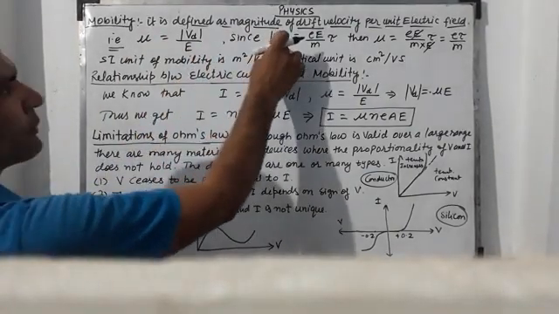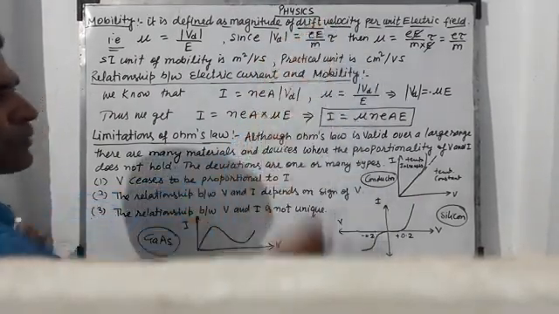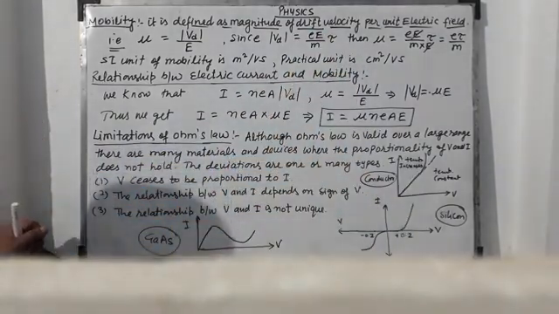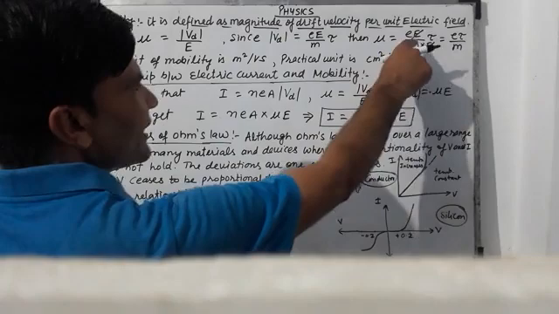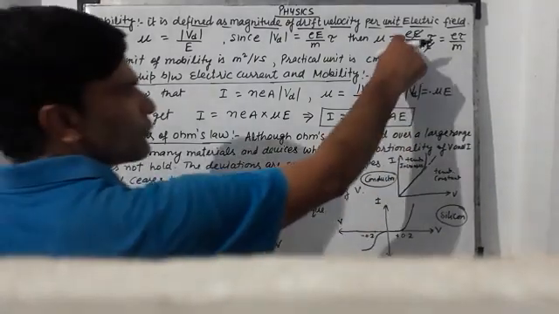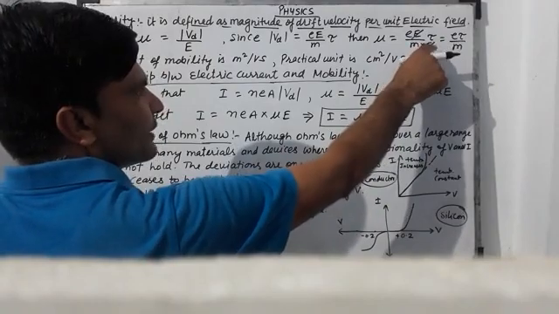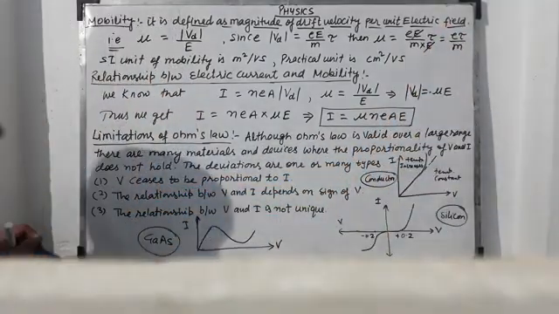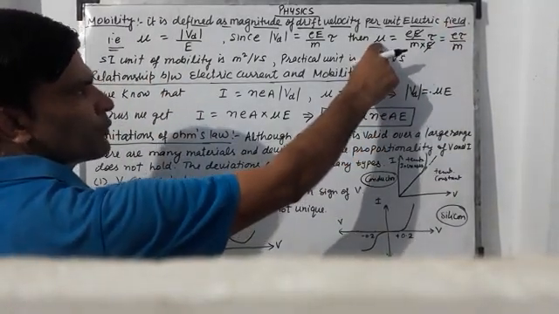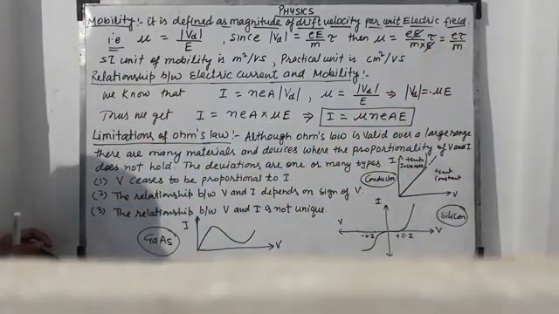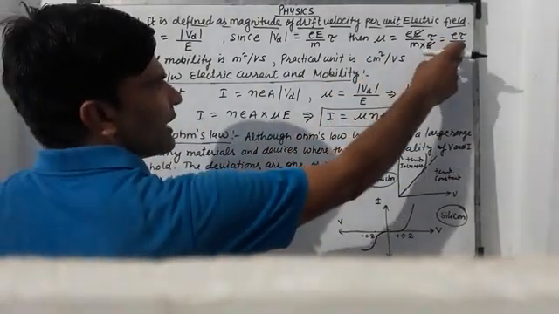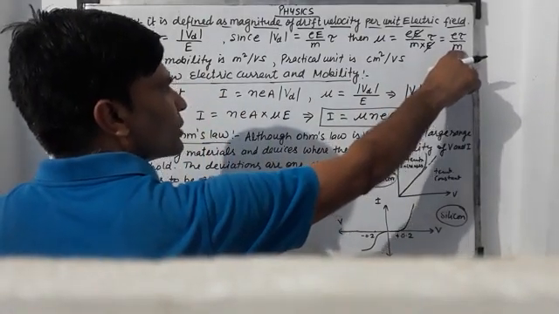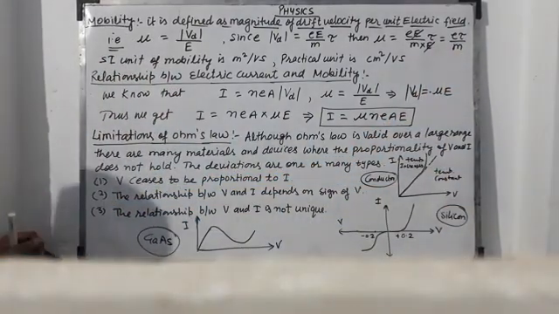Now since Vd in magnitude is equal to small e capital E upon m into tau, then mu is equal to small e capital E tau upon m into capital E. E cancels out, and we get mobility mu is equal to small e tau upon m. Thus the mobility of a material depends on the mass of the charge carrier.